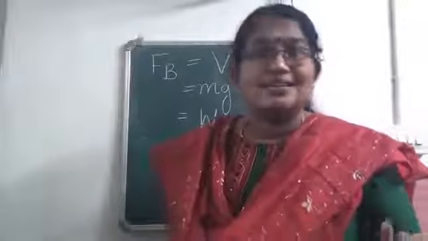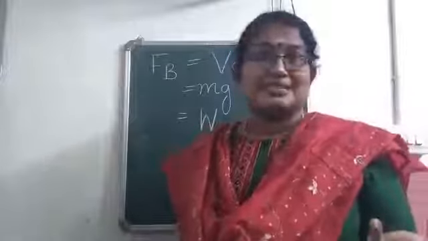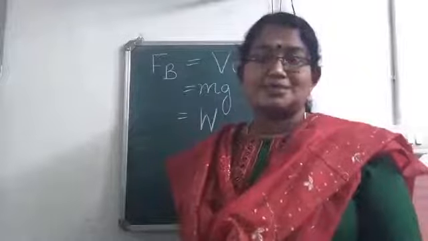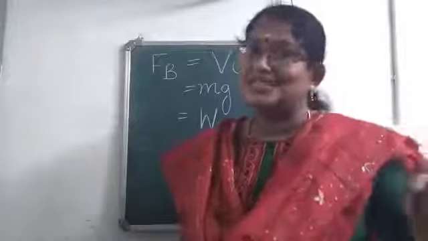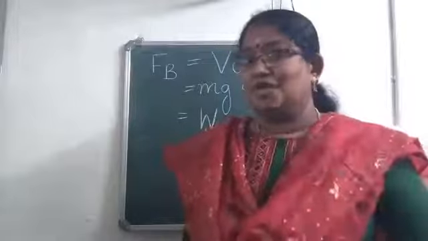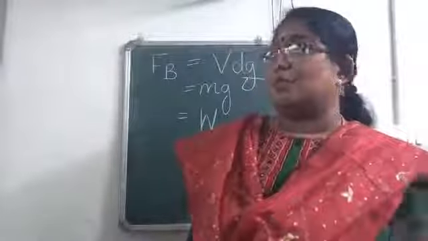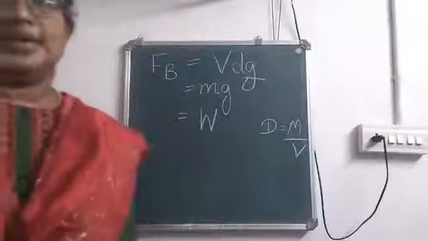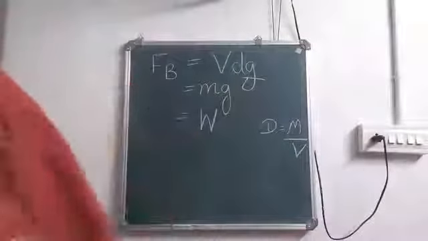This is what we learned in the characteristics of upthrust. If the volume of the immersed part of the body is more, upthrust is more. If the density of the liquid is more, upthrust is more. Same thing comes in the equation also. Okay, so is it clear?